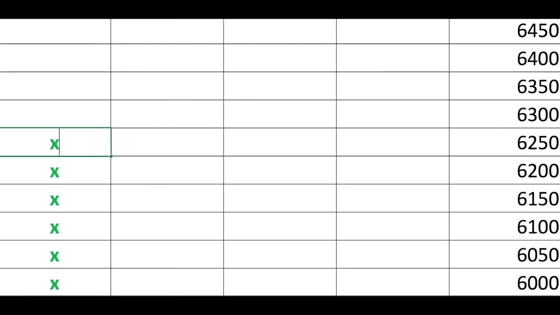So let's just say Bitcoin goes down to 6,200. Nothing is going to happen on this chart. We're not going to get a green X. We're not going to get a red O. It's not going to take a green X away. It goes down to 6,150, same thing. Nothing's going to happen on the chart. But if it goes down to 6,100, that is a $150 move.